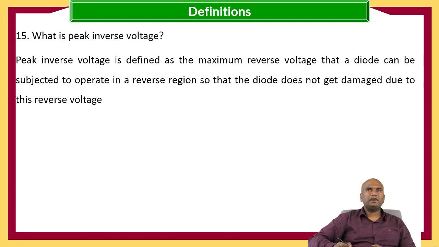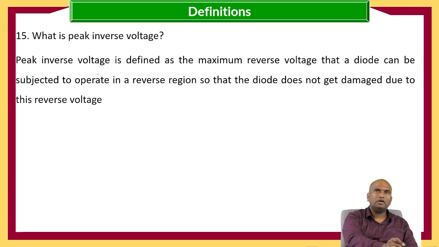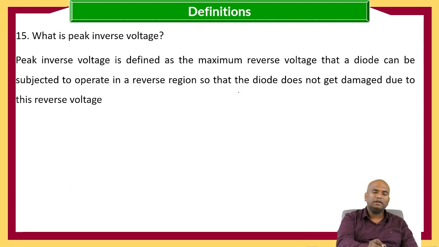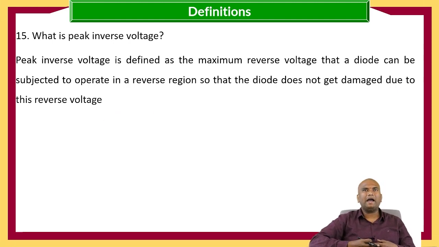The next one is peak inverse voltage. Peak inverse voltage is defined as the maximum reverse voltage that a diode can be subjected to operate in the reverse region, so that the diode does not get damaged due to this reverse voltage. So this is the maximum reverse voltage that a diode can withstand. That is nothing but peak inverse voltage.